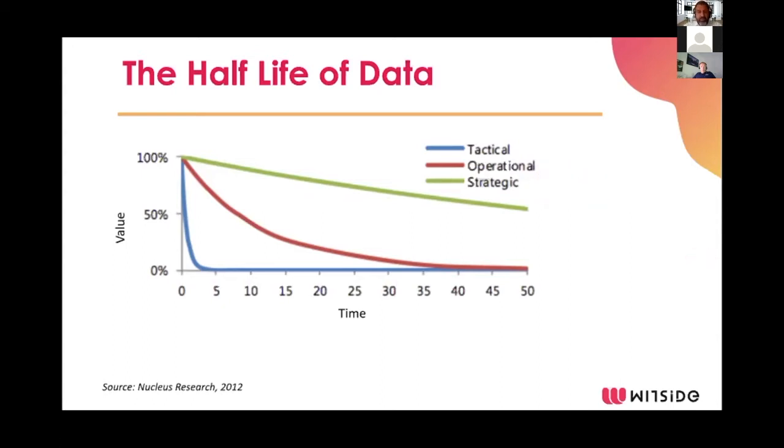The main conclusions of the study are that the average half-life of data for tactical decisions is 30 minutes or less. For operational decisions, it can reach up to 8 hours, and for strategic decisions, it can stretch to an average of 56 hours. So the outcome of this research is that there is not just one type of data.